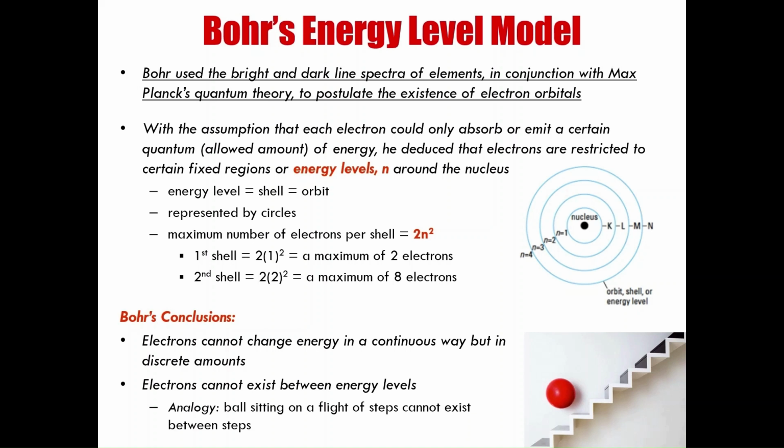So the analogy I have here is a ball sitting on a flight of steps cannot exist between steps, okay? So when you throw a ball down a flight of stairs, you're not going to see it hover in between two steps. That never happens. And so the same thing does not happen with electrons. Electrons are only going to exist in their distinct orbitals. And so you're not going to have that steady transition. You're going to have it jump specifically from one to the other. Okay?